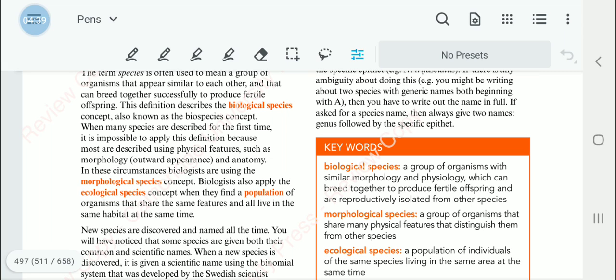So there are different terms that you need to understand. Like I said, morphological species is another term that we need to understand. Then ecological species: an ecological species is when we find a population of organisms that share the same features and all live in the same habitat at the same time. So these are different definitions and different ways of presenting a species.